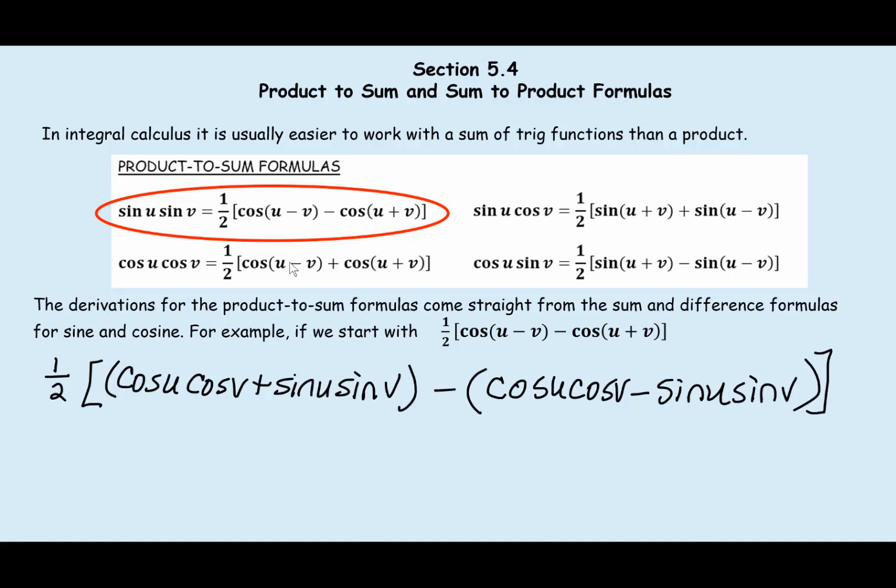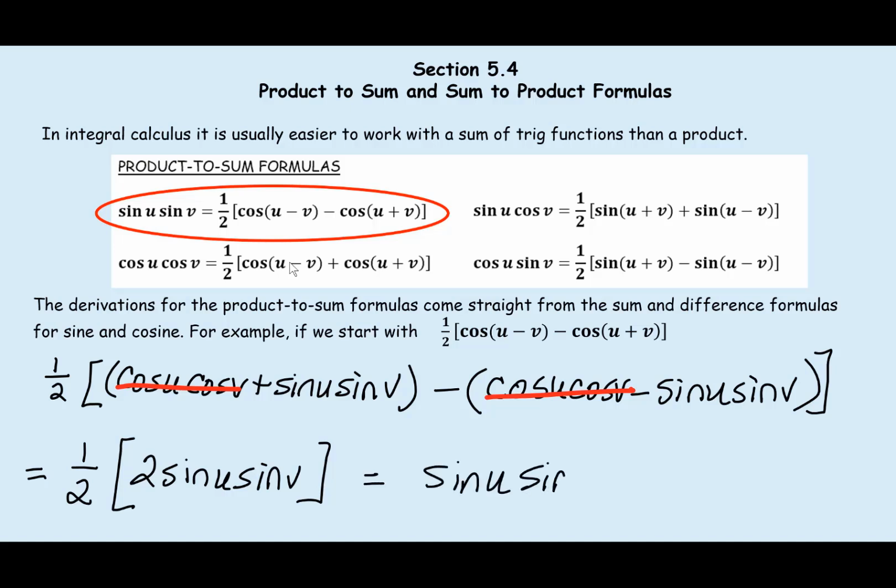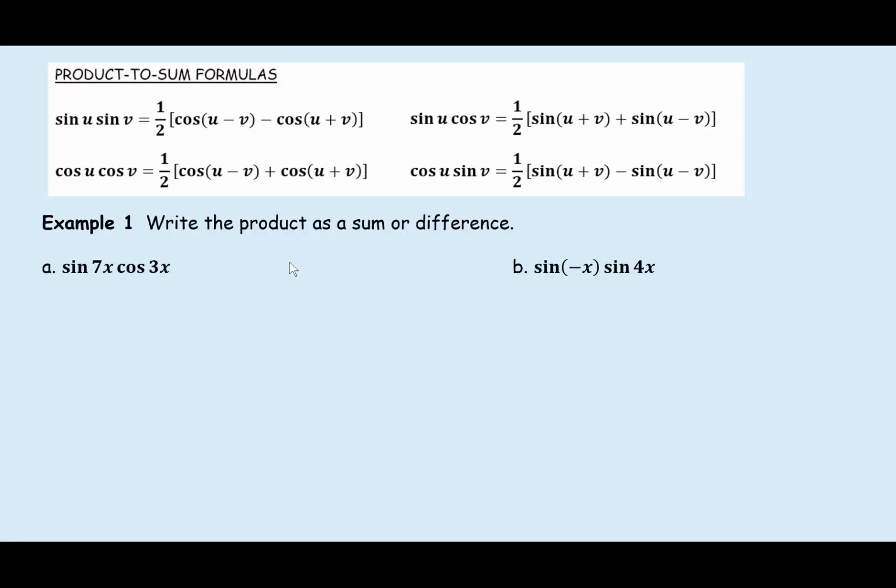And you are subtracting those. And so you can see that the cosine u, cosine v is going to cancel out, and you're going to have 2 sine u, sine v times 1/2. And so the 1/2 and the 2 cancel, and you just end up with sine u, sine v. So that's where these product to sum formulas come from, and we are going to just go ahead and use them.